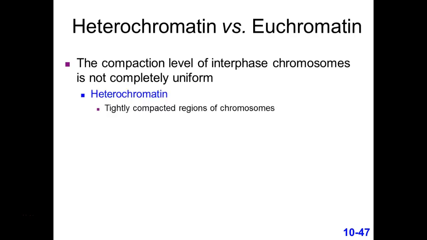So heterochromatin is the tightly compact regions. When you look at a chromosome at interphase, those sections that are still compacted, we refer to as heterochromatin. It's said to be inactive. Because again, think about it: if it's really compacted, how are the enzymes getting in there to read that code?